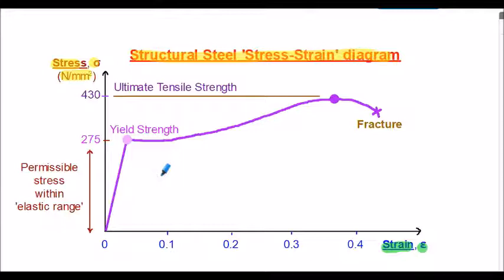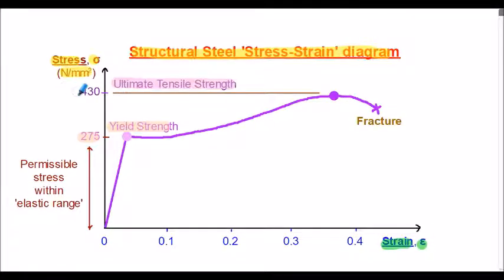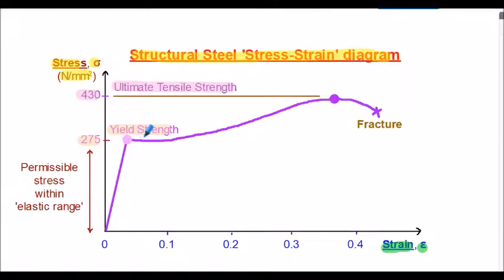And for a typical structural steel, the yield strength is around 275 newtons per millimeter squared, and the ultimate tensile strength, or the UTS as it's sometimes referred to, is around 430 newtons per millimeter squared. Either the yield strength or the ultimate tensile strength can be used in the factor of safety formula as the maximum allowable stress. Notice that this range between 0 and 275 newtons per millimeter squared is the permissible or working stress range within the elastic region.